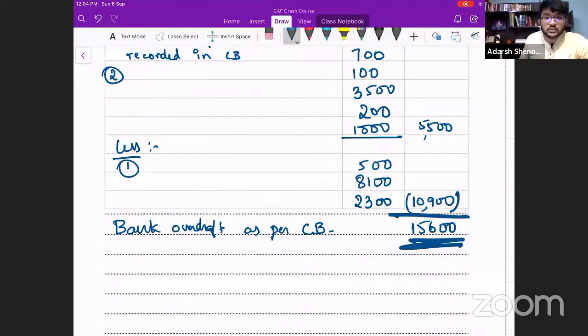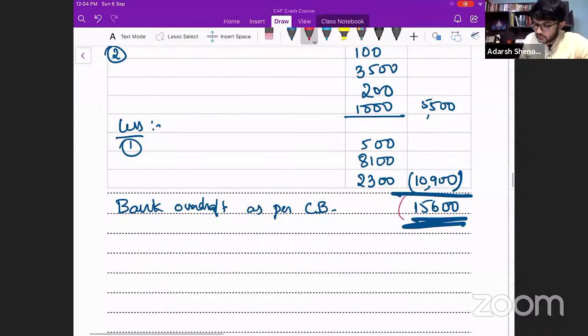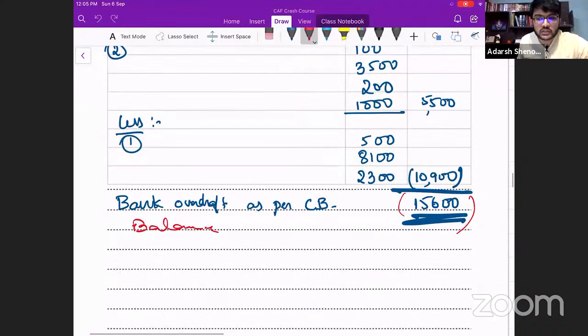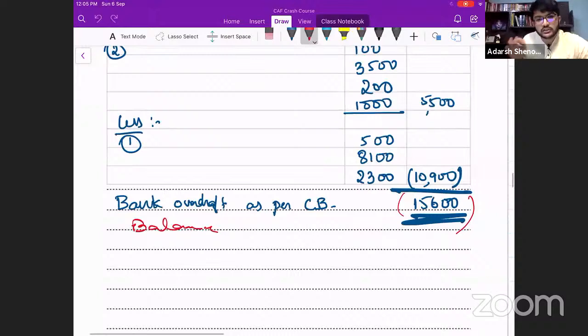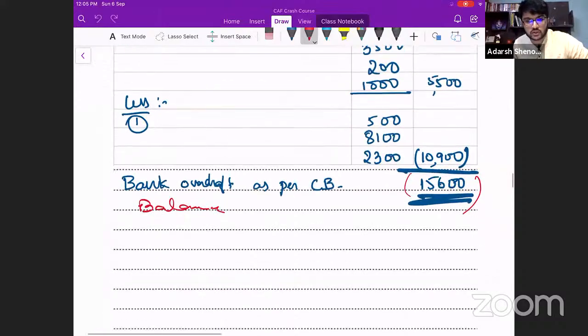Some of you asked, sir, what if the balance is negative? Let's say this answer came in negative. What is this then? Let's say 15,600 I got as minus. What does it mean? It means that it is the favorable balance as per cash book if the answer is negative. That's all. Understood? If the closing answer is a negative, then it is the other way around. If you started with bank overdraft, you are ending with favorable balance. That's all.